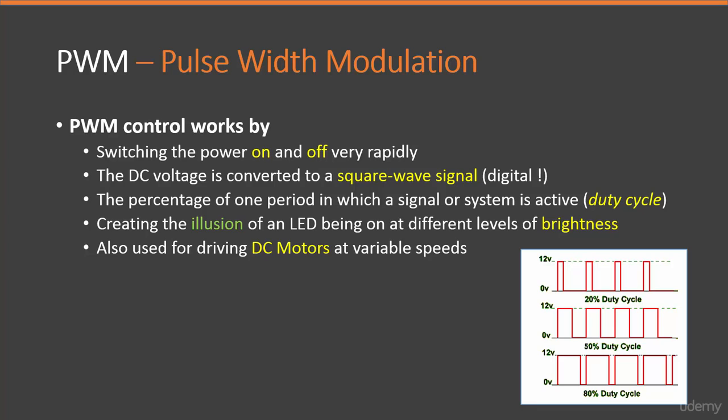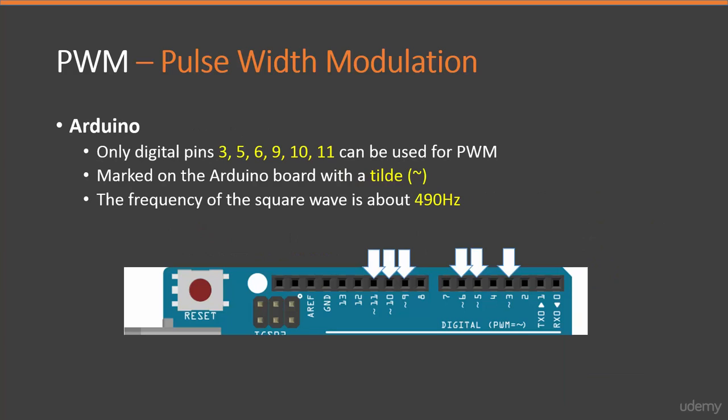This method is also used for driving DC motors, something we will see in the next course, at variable speed by switching the motor on and off very quickly. So the logic is simple. The greater the duty cycle, meaning the longer the pin is on compared to off in each cycle, the greater the perceived brightness of the LED connected to the digital output pin.